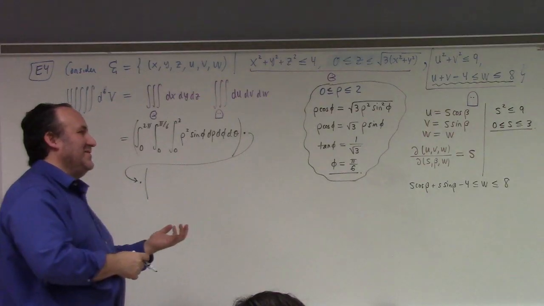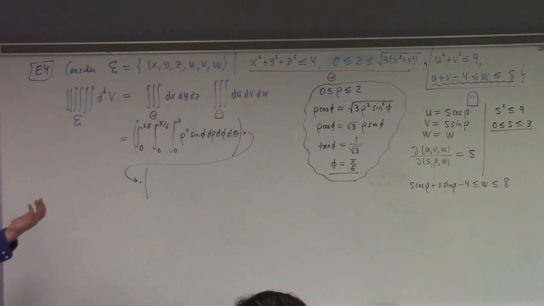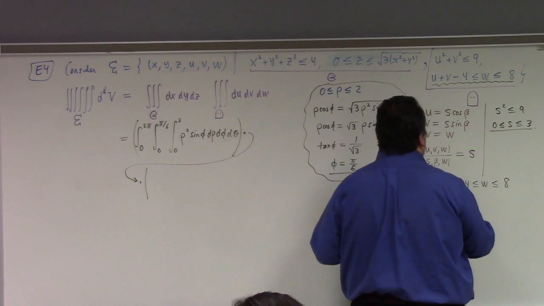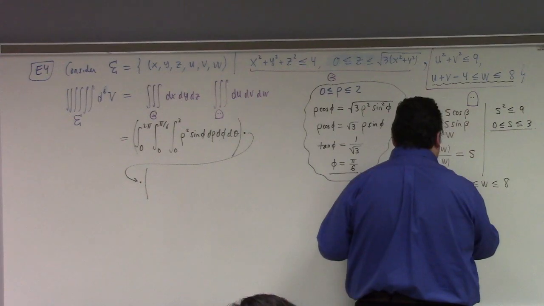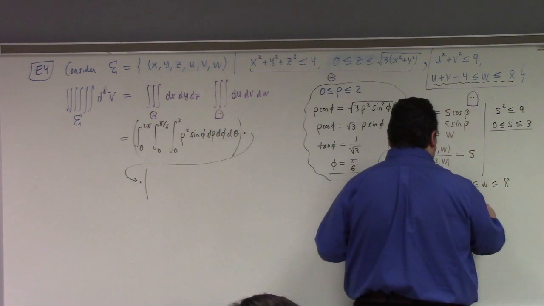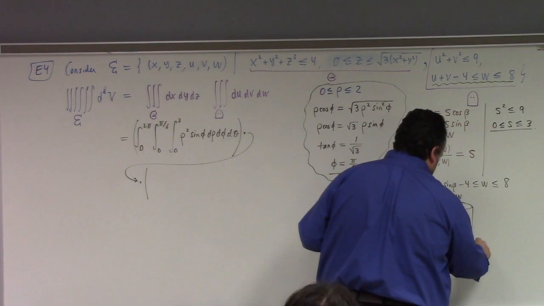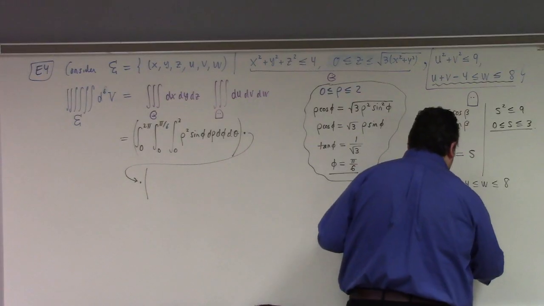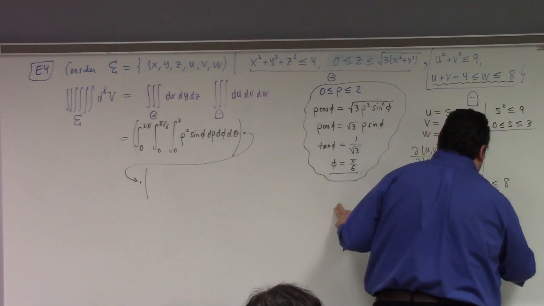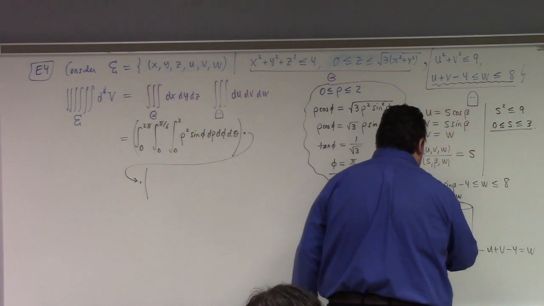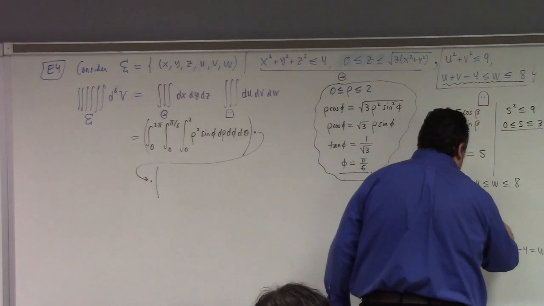And once again, the angle sweeps from 0 to 2 pi. There's nothing stopping it. If you want me to picture this in UV space, we're talking about something like the top of it is at 8, and then there's a cylinder, and then down here somewhere there's this: U plus V minus 4 equals W. I'm not sure exactly where everything is, but this is a crude picture of what's going on here.